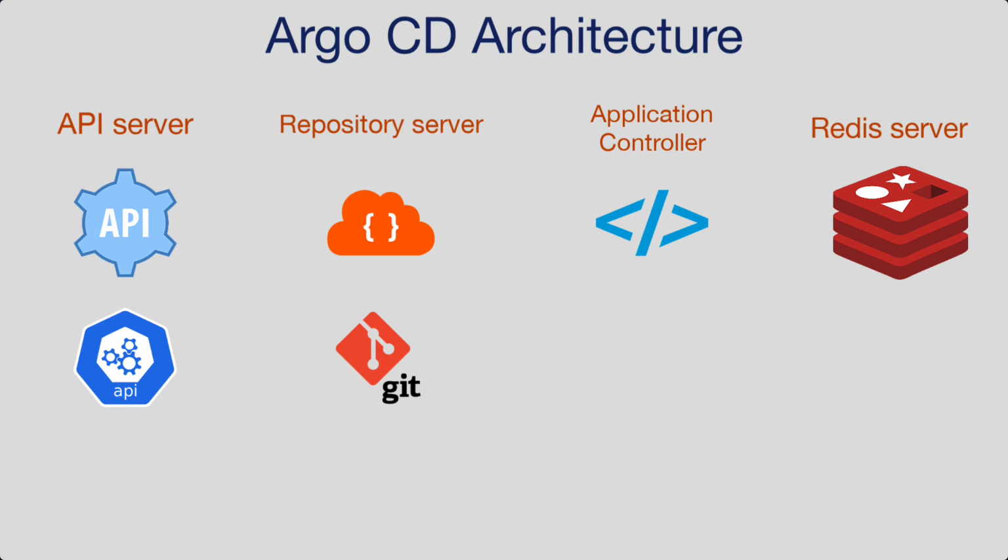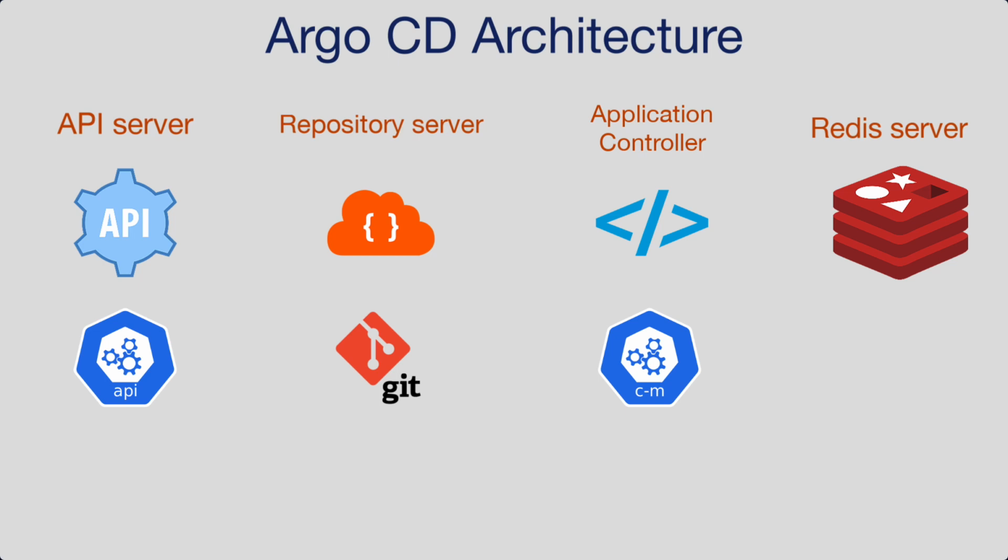The application controller is responsible for monitoring the Git repositories for changes and updating the Kubernetes cluster to match the desired state defined in Git. The application controller uses Kubernetes controllers to manage the lifecycle of the resources in the cluster, and it monitors the state of the resources to ensure that they remain in sync with the desired state defined in Git.